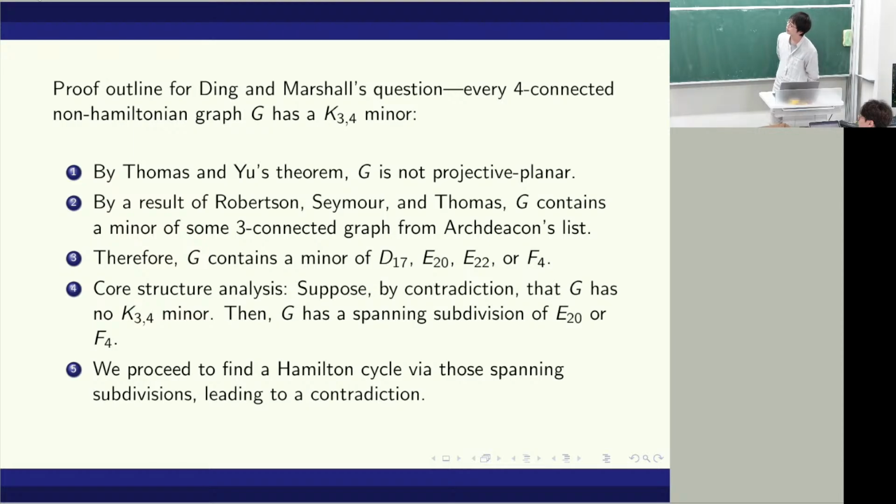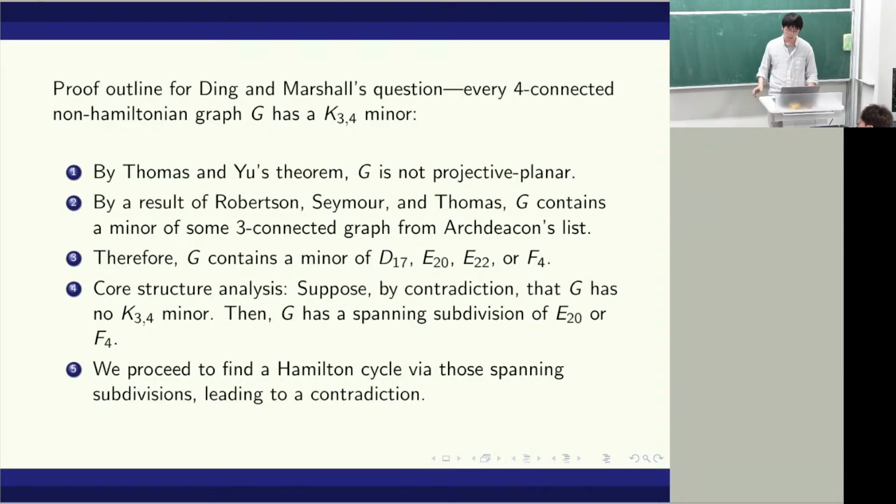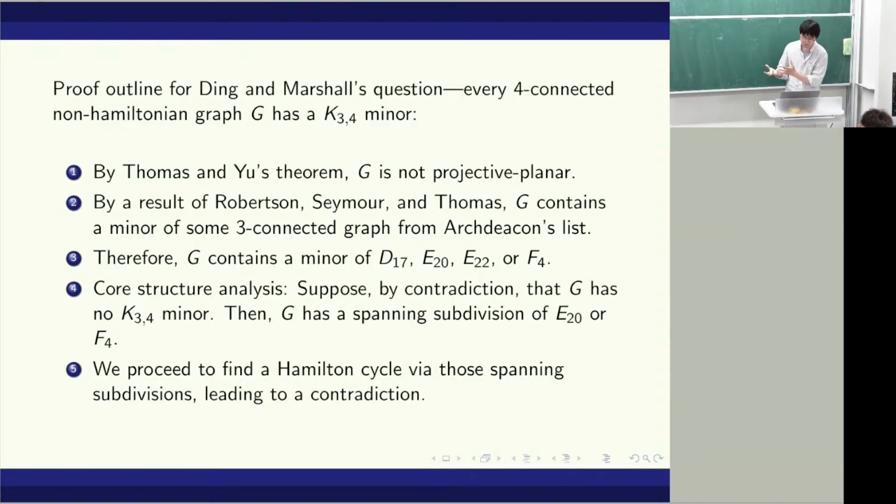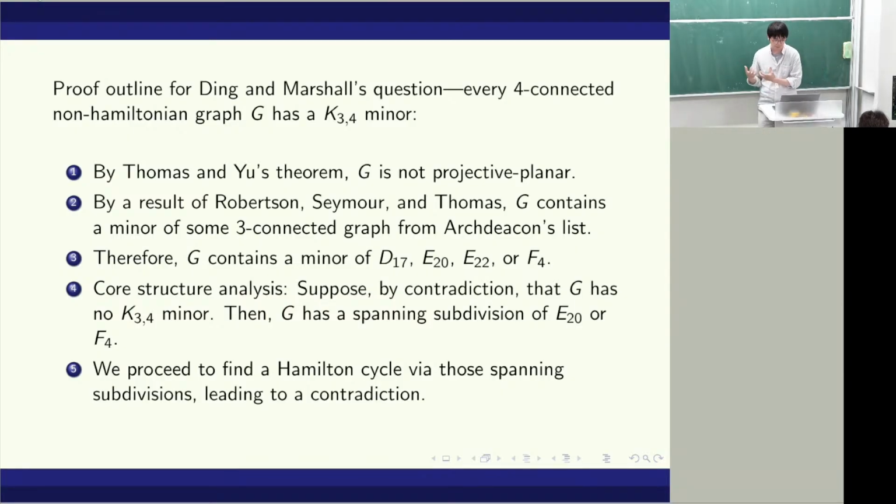So let's discuss some proof. I would like to talk about the proof of the result that every 4-connected non-Hamiltonian graph has a K34 minor. So how to prove this? We have a 4-connected non-Hamiltonian graph. We want to show that it must have a minor of K34.